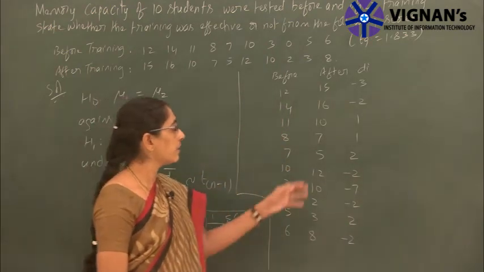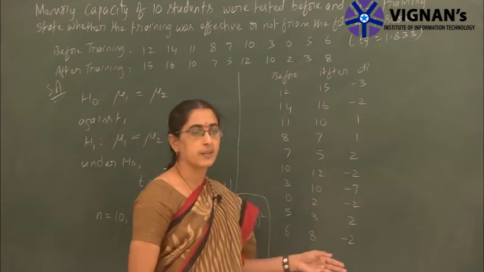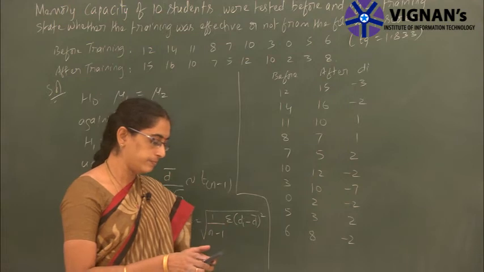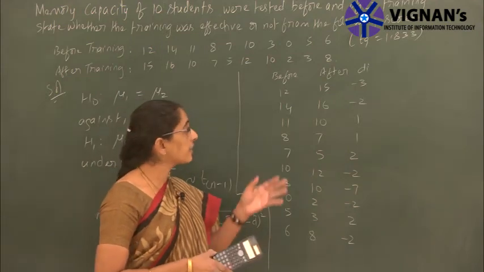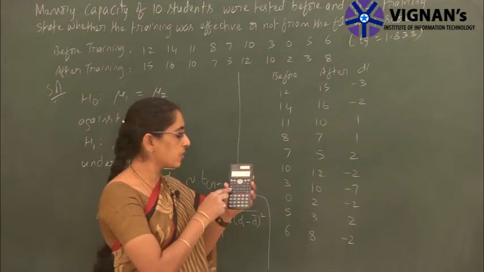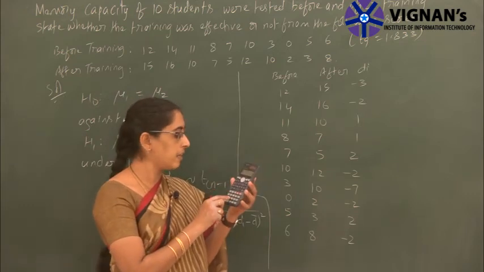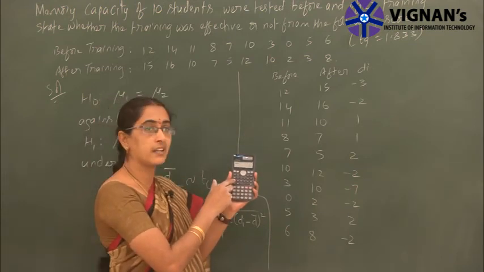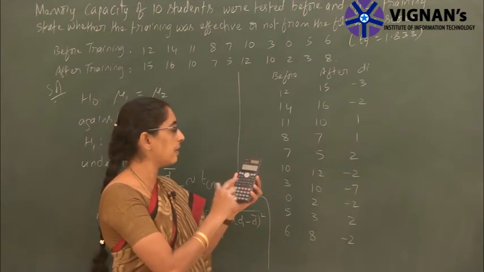Right? Now here we have a lot of negative differences. Now again go to the regression mode, linear. Now start giving the observations. The first observation itself is minus 3. So use the minus within a bracket, 3, M plus. Second observation is minus 2. So again minus within a bracket and 2, M plus.